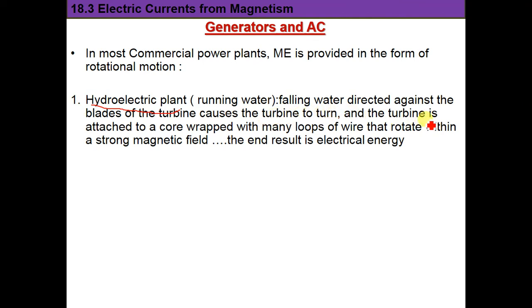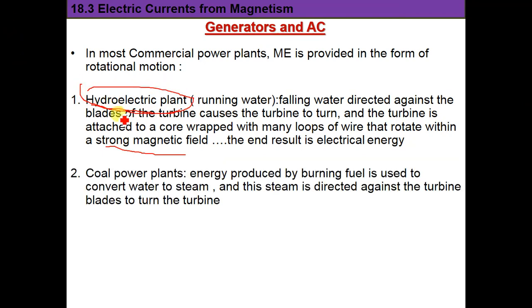And the same thing, the turbine is attached to what? To a loop, or a core wrapped with many loops. And these loops are rotating where? Inside a strong magnet. And the result is what? Electrical energy. So this is one type of power plant.